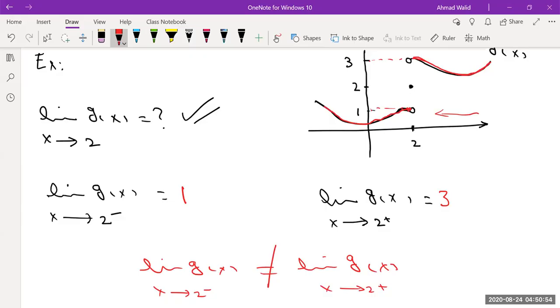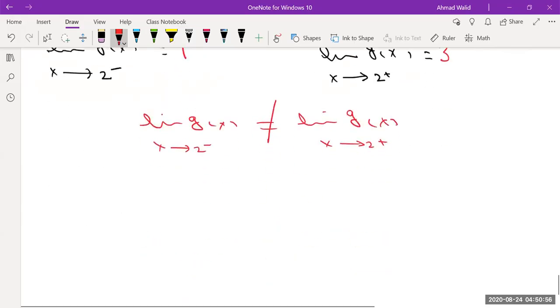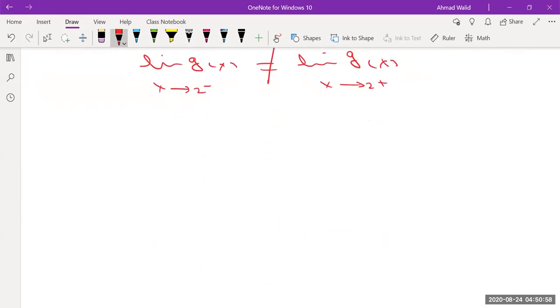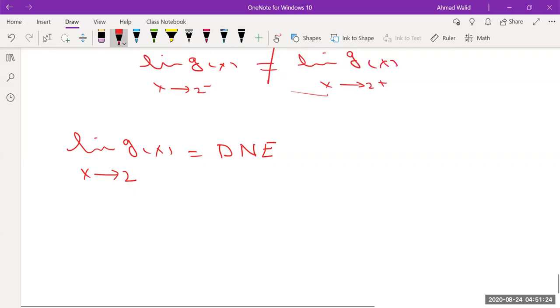And if they are not equal, what is the answer to my question, which asks me to find the limit of g of x as x approaches 2? My answer is: does not exist. DNE, does not exist. Why does not exist? Because the limit of the left and the limit of the right are not equal to each other. That's why you are saying the limit does not exist. Correct? One more example.